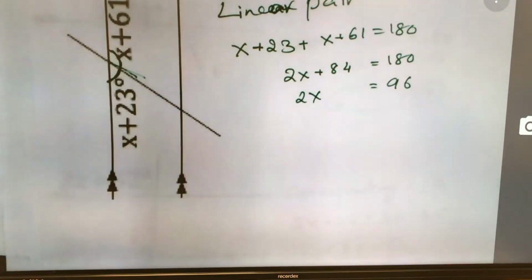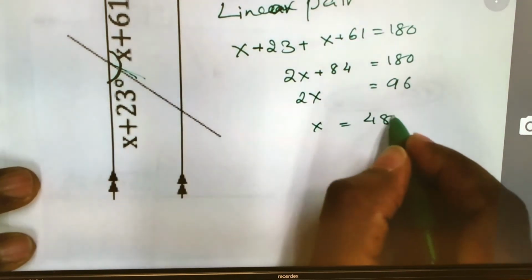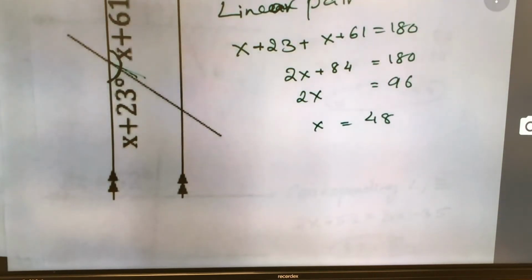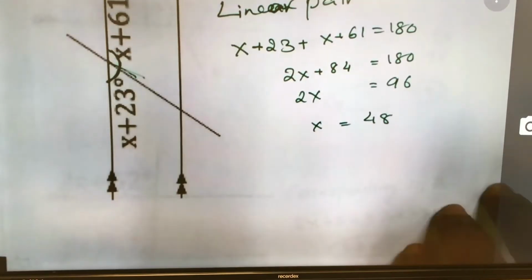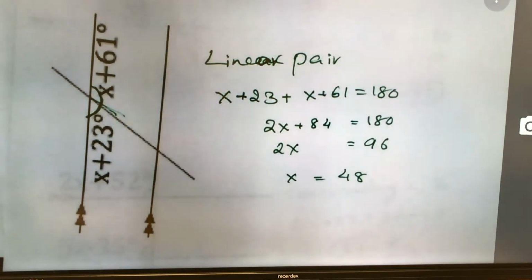Then to solve for x, you divide by 2 on both sides. You get x is equal to 48. So x is equal to 48 is the answer for that question. So let me have another question for you.